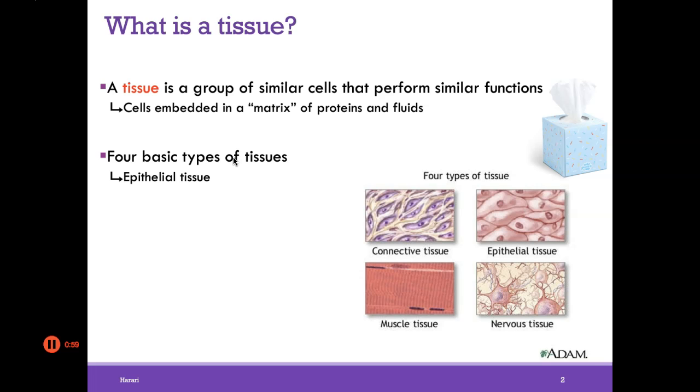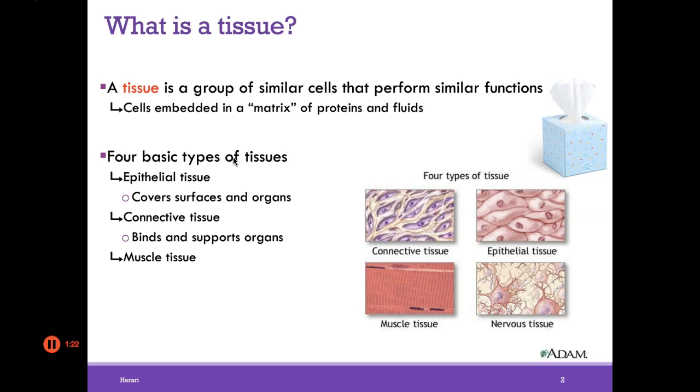The first are epithelial tissues. And epithelial tissue is composed of closely spaced cells that cover the surfaces of organs and are really important for protection, secretion, and absorption, as we'll soon see. Connective tissue binds and supports organs, also has a protective function as well. Muscle tissue is meant for contraction to provide movement.